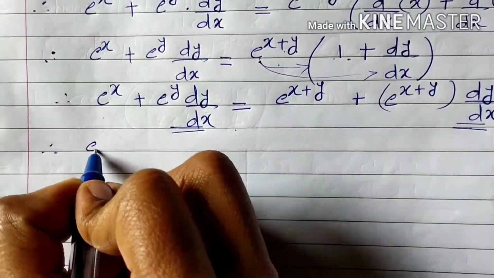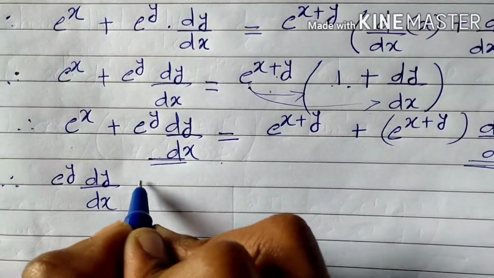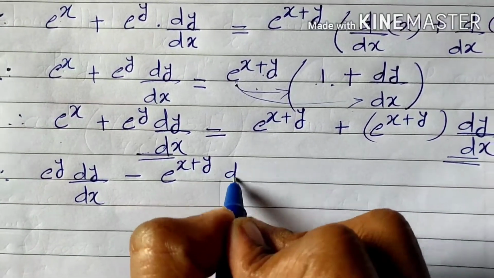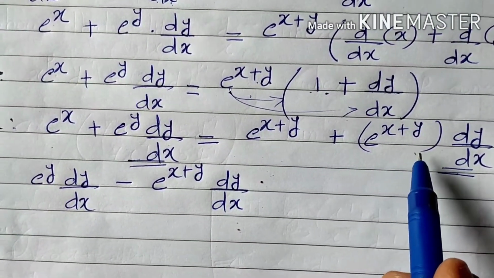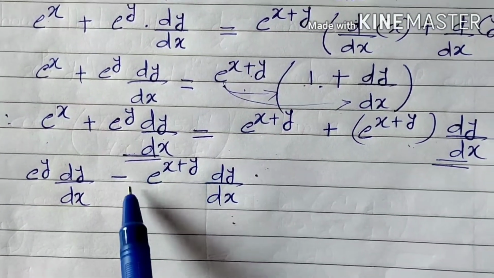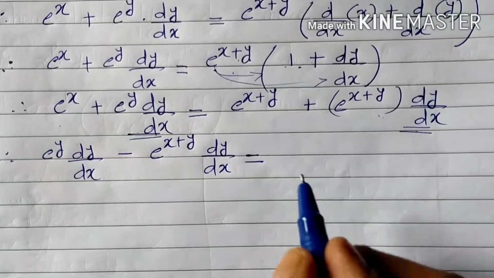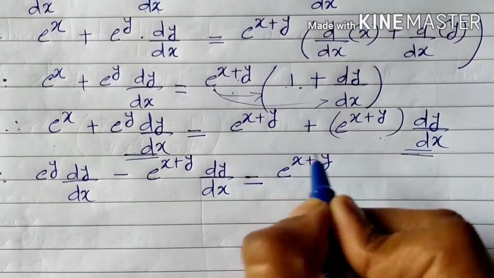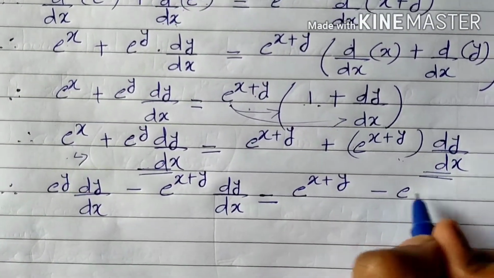Therefore e raised to y dy by dx minus e raised to x plus y dy by dx. When this term on the RHS goes to the LHS, it becomes minus. So same here, e raised to x plus y as it is, and this term e raised to x goes to the RHS, so it will become minus.